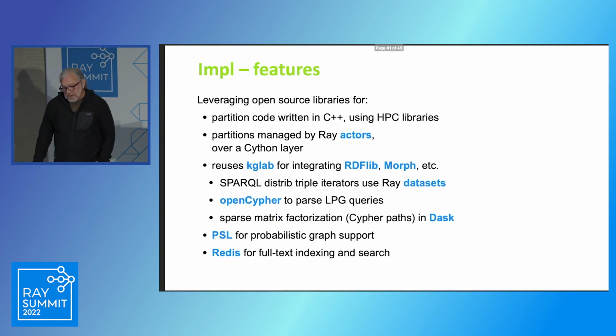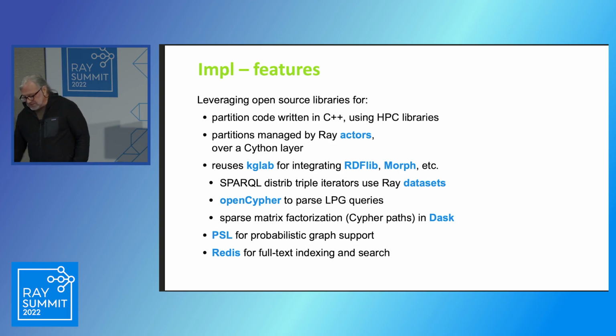Let me move forward. What we've done is to build out something that has partitions written in C++ using HPC libraries. And then we manage the partitions using rings of Ray actors per named graph. And we have a multi-tenant setup to manage multi-tenancy for different named graphs in memory at the same time. We're using projects like Morph and PSL and RDFlib for a lot of the needs on graph, also OpenCypher, and doing the sparse matrix work right now in Dask.